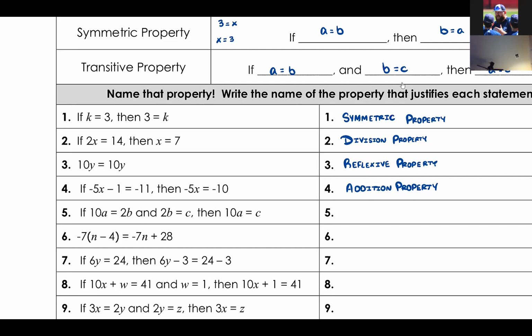Okay, so think about it. In substitution, what happens? Somebody gets taken out and replaced. Where does 2b go? He's just dropped, right? So he isn't actually being substituted for anybody. They just drop 2b and go with 10a equals c. That's the transitive property.